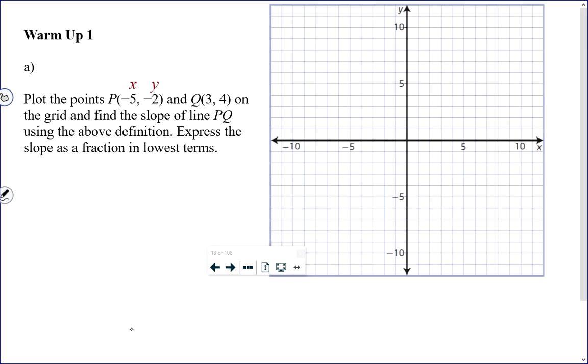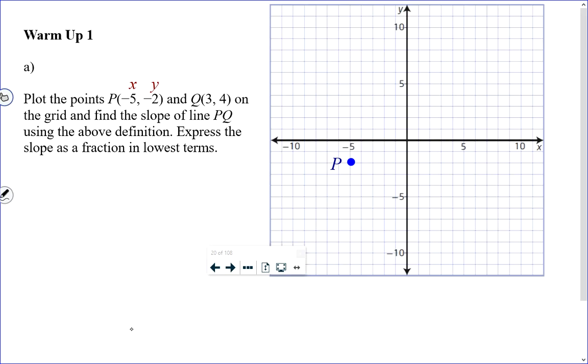So first of all, a quick refresher here. Hopefully you know this. When you talk about the coordinates of a point, the first number is always the x-coordinate and the second number is the y-coordinate. So if I want to plot point P, I start at the origin and I go 5 to the left to get an x-coordinate of -5, and then I go 2 down to get a y-coordinate of -2. And that's where point P will be plotted.